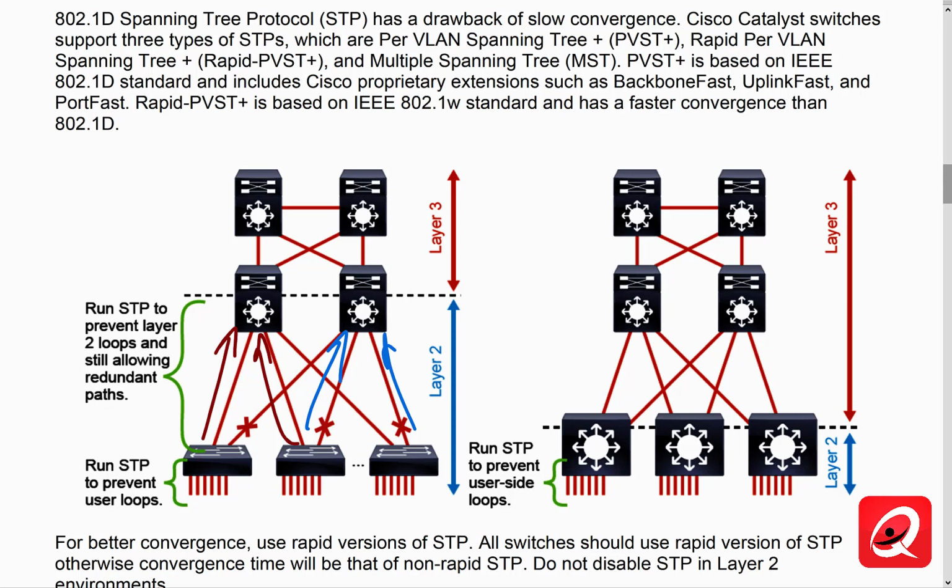BPDU Guard, BPDU Filter, Loop Guard, Root Guard, EtherChannel Guard, UplinkFast, BackboneFast. These are all techniques that are added or incorporated into spanning tree to make it even more robust. Those are the proprietary extensions that were added. That's what the plus stands for.